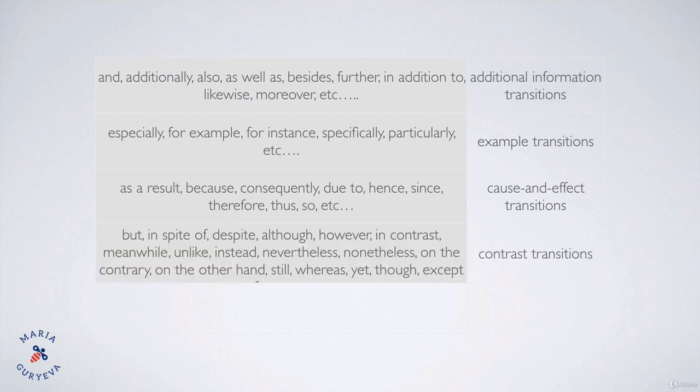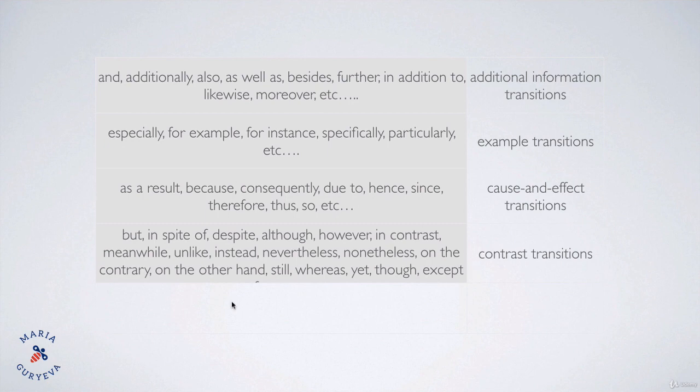So the next transitions are contrast transitions. These are very popular ones. So this means that after one of these words, there will be contradicting information, right? The contrasting information. So we need to look for some kind of contradiction and look for the best place for this sentence so that it contradicts the previous sentence or contrasts the previous sentence, okay? Such contrast transitions are but, in spite of, despite, although, however, in contrast, meanwhile, unlike, instead, nevertheless, nonetheless, on the contrary, on the other hand, still, whereas, yet, though, except.